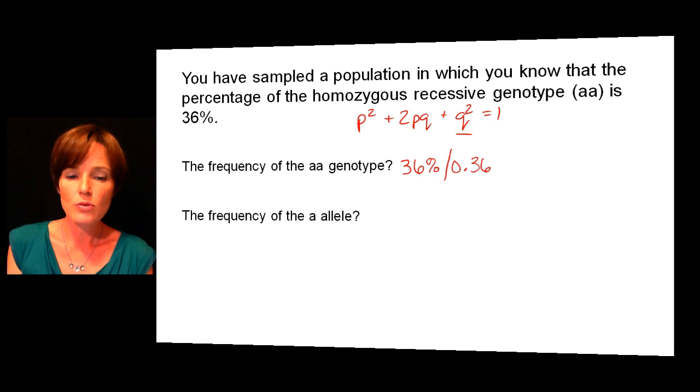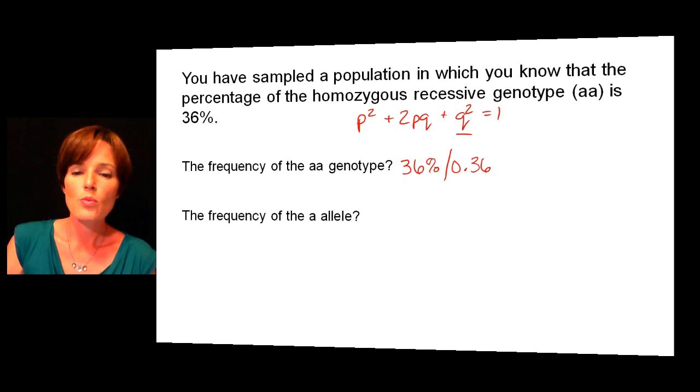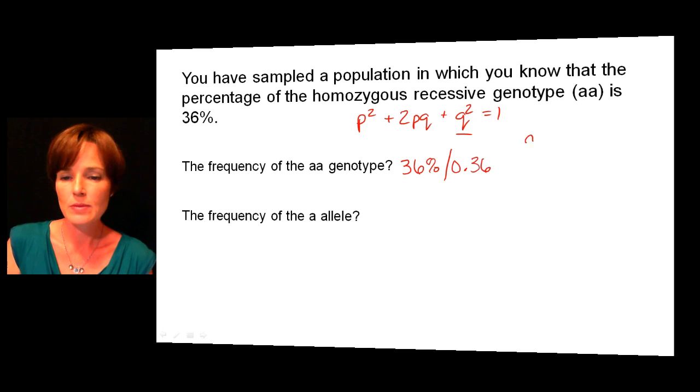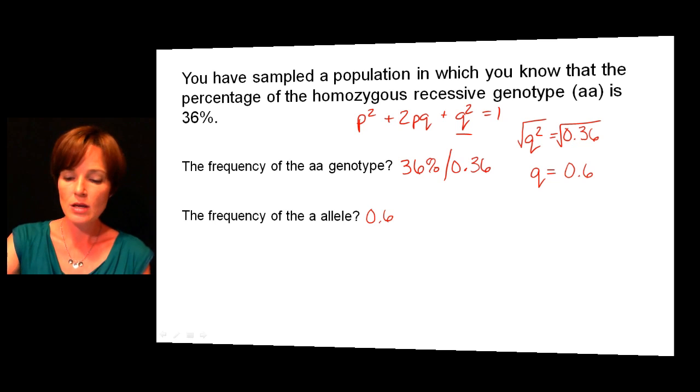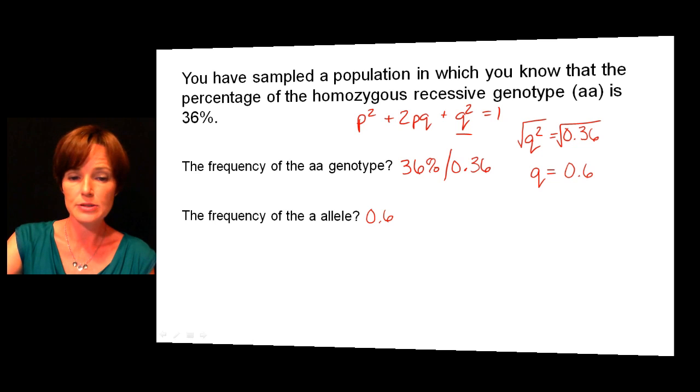For the second one, we want to use this information to figure out the frequency of the little a allele itself. Well, if Q squared equals 0.36, and we want to know what Q is, then all we have to do is take the square root of both sides. Go ahead and plug that into your calculator if you need to. The square root of 0.36 is 0.6. So that is the answer for this one, 0.6. That's the frequency of just the little a allele.